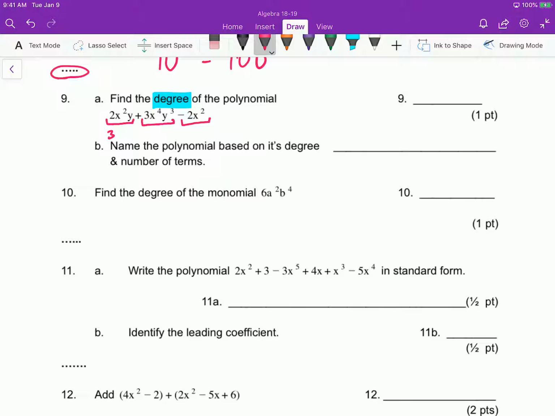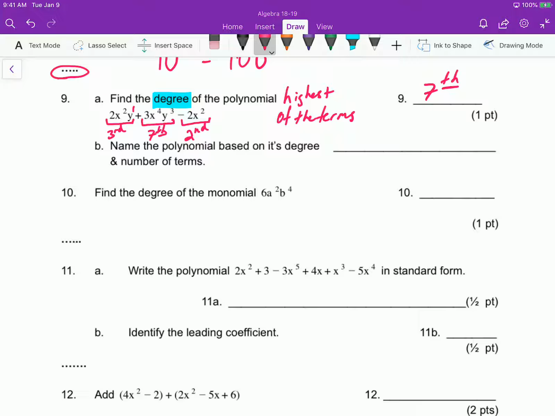Now this chunk would be considered third degree because it's the total letters. So there's 2 x's and a y, x squared and a y. Put them together, technically this y is a 1. That chunk is considered third degree, where this chunk would be considered 7th degree, and this one would be considered 2nd degree. However, when we talk degree, we only use the highest of the terms. We don't total the terms together. It's just the highest of the terms. So the answer would be this is a 7th degree.